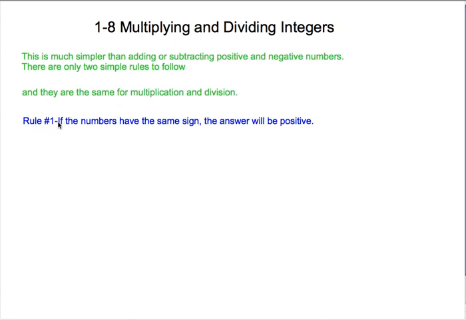So rule number one, if the numbers have the same sign, the answer will be positive. For instance, 8 times 3, pretty obvious, 24. But negative 8 times negative 3 is also positive 24.